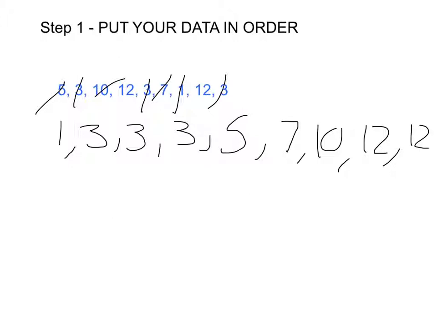Once I've finished, it's also a good idea to count the amount of numbers you've got in each to make sure you haven't missed any. So 1, 2, 3, 4, 5, 6, 7, 8, 9. I now know that I haven't missed any out. By putting my data in order as step 1, it is much easier for me to be able to find the mode, the median and the range.